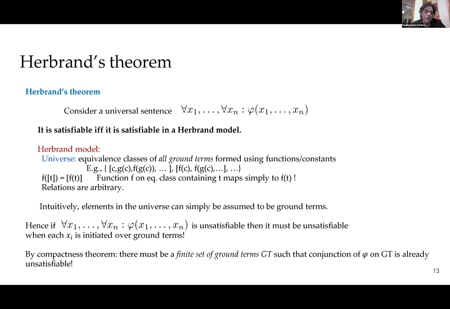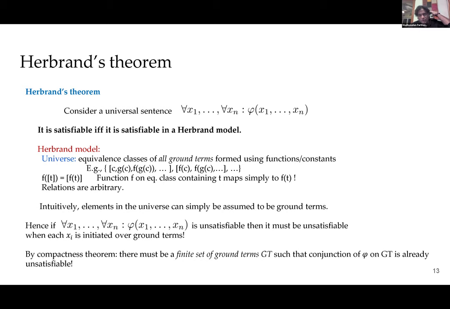So you could have equivalence classes of terms like c, g of c, f of g of c. That equivalence class can be one element in your universe, and you can always construct a model with that as a universe. Relations can be arbitrary, but functions are actually already defined in this model. When you apply f to an equivalence class of terms that contain t, it will take you to the equivalence class containing f of t. So the functions have a unique interpretation in a Herbrand model, but relations are arbitrary.